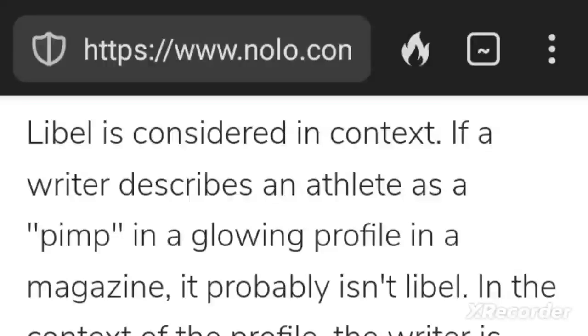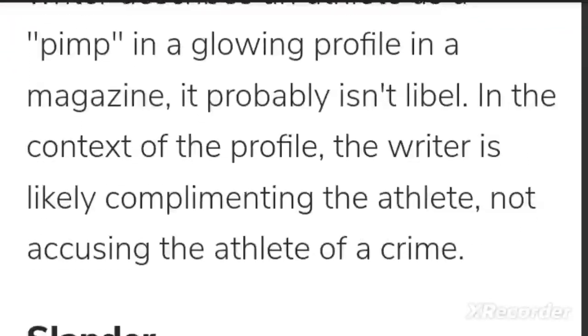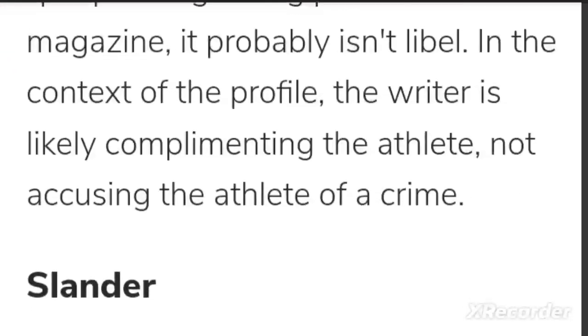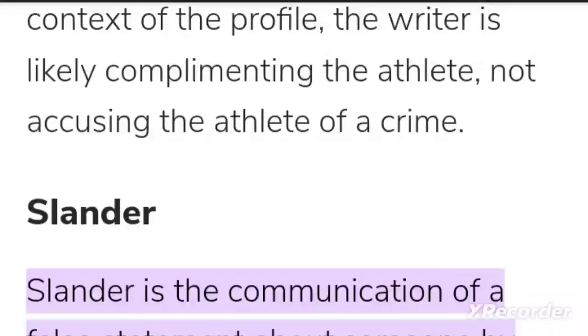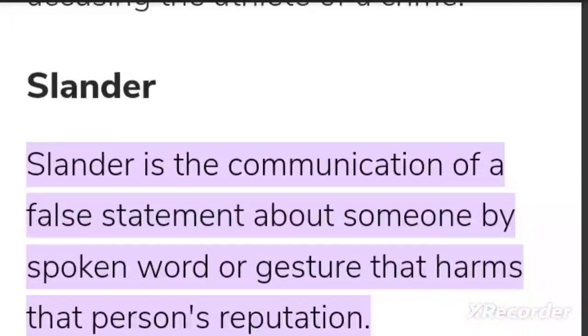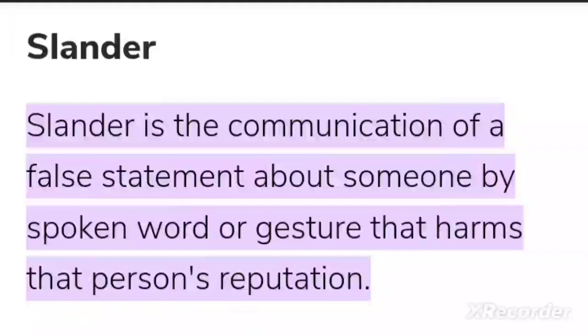Libel is considered in context. If a writer describes an athlete as a pimp in a glowing profile in a magazine, it probably isn't libel. In the context of the profile, the writer is likely complimenting the athlete, not accusing the athlete of a crime. Slander is the communication of a false statement about someone by spoken word or gesture that harms that person's reputation.